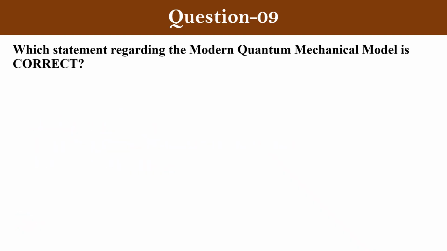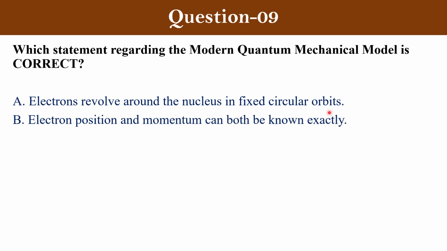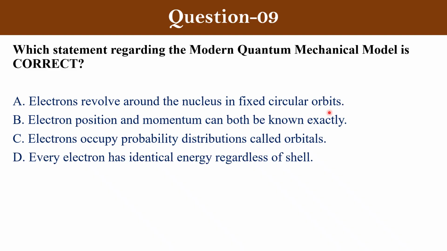Question number 9. Which statement regarding the modern quantum mechanical model is correct? Option A. Electrons revolve around the nucleus in fixed circular orbits. Option B. Electron position and momentum can both be known exactly. Option C. Electrons occupy probability distributions called orbitals. Option D. Every electron has identical energy regardless of shell. Which option is correct among these?